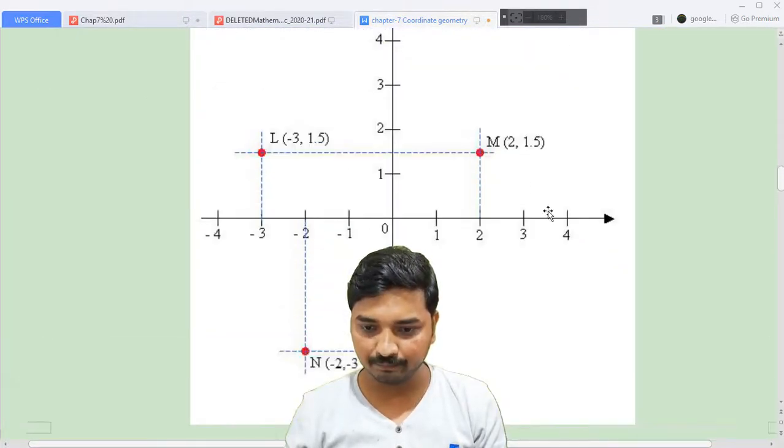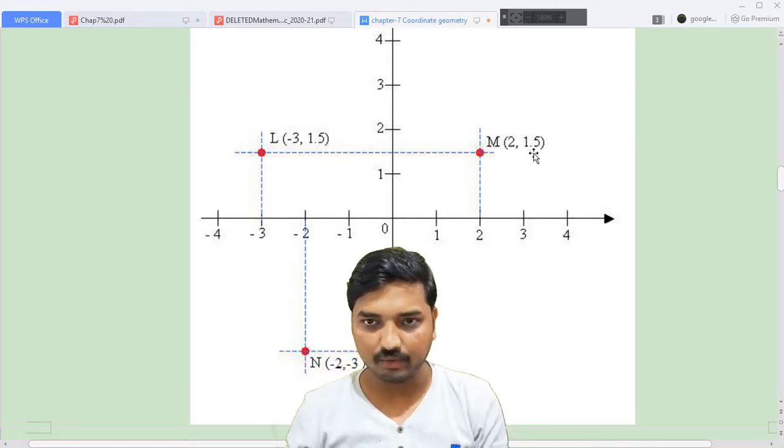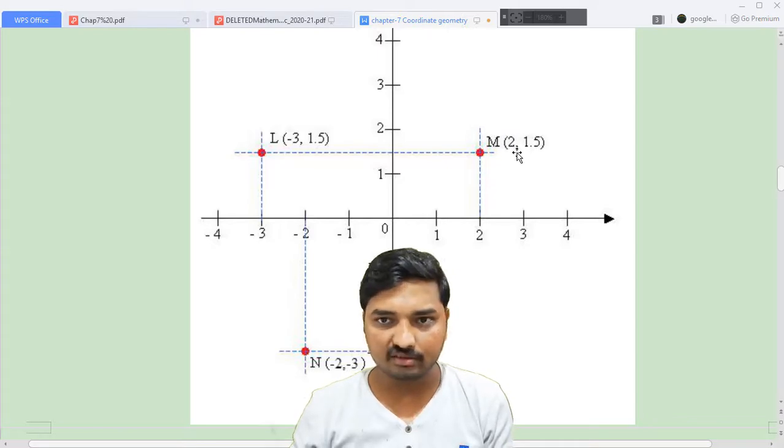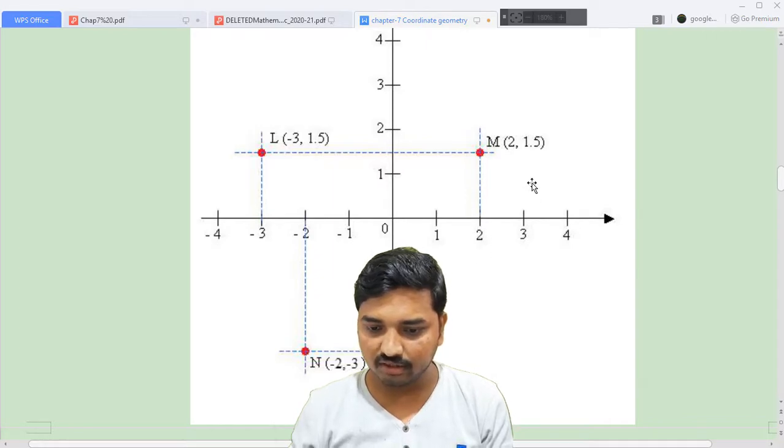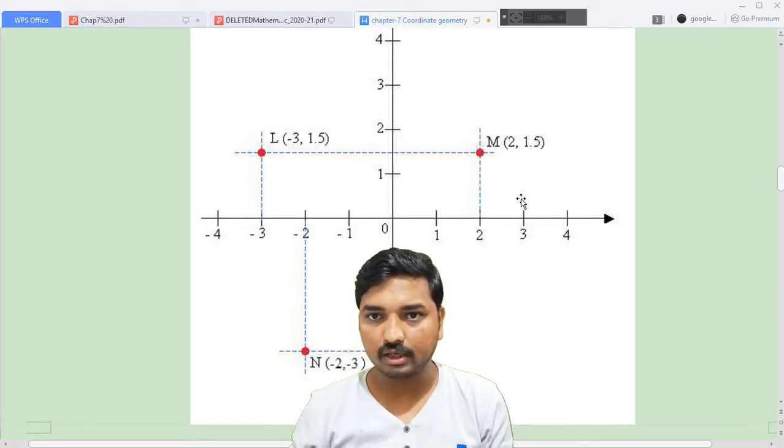Now look at here. So the coordinates of M are actually 2, 1.5. So now look at here. 2 is the x coordinate. If you draw the perpendicular, this will reach at 2. This is actually what? X coordinate. And if you draw the perpendicular to y axis, it will reach here. This is actually what? 1.5, the y coordinate.